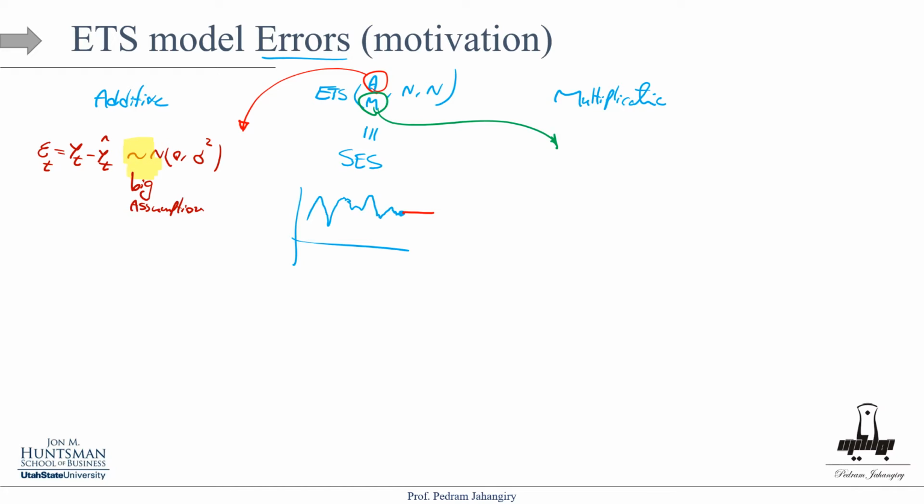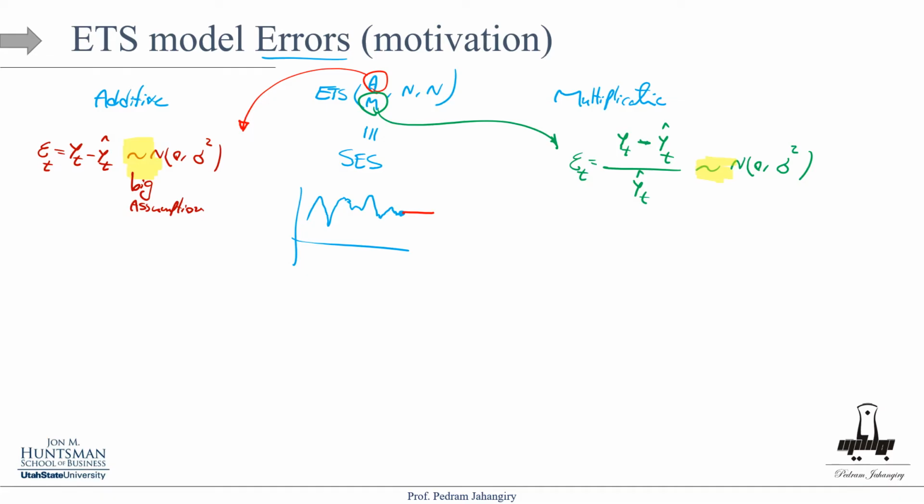So if you want to relax that assumption, we say, you know what, let's assume (yt minus y hat t) divided by y hat t. So this is a ratio, right? The odds that this is normally distributed are higher. Okay, but again, this is still a big assumption, but less. I would say more relaxed than the additive version, right? Well, what are the implications?